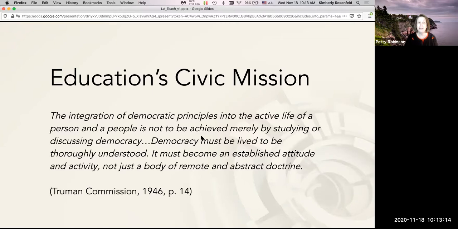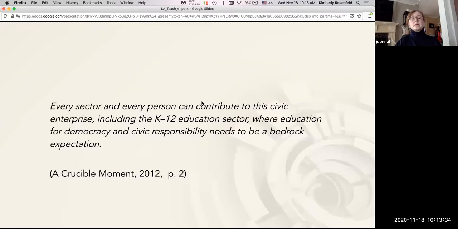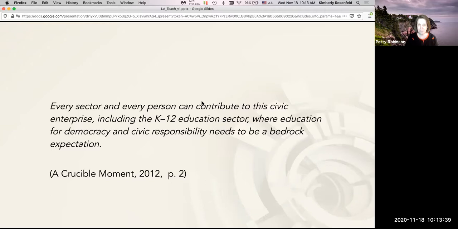But also, certainly, we would argue that that literacy and the civic mission has to start early in one's academic career. And again, going back to K through 12 and the importance of that training. And that's, again, one of the points that's brought up in A Crucible Moment. So K-12 is an important education sector for democracy and civic responsibility. In fact, they argue it is the bedrock, and I would argue the same, that if we don't have young kids learning about civic literacy and responsibility, they're not going to be able to learn it as they progress, and they are not going to be good participants of democracy.